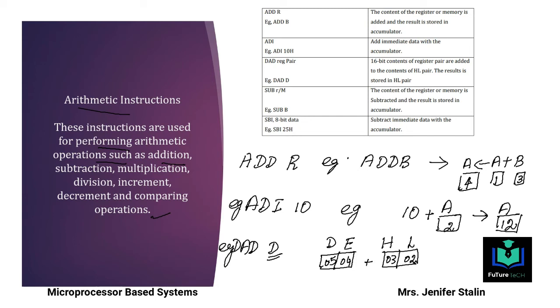The higher order registers are added separately and the lower order registers are added separately. So at the end of this operation, the HL pair will be updated with the result of the addition. H will have 0 plus 5, which is 08, and L will have 4 plus 2, which is 06. At the end of this DAD instruction, the HL pair is updated with the addition result.